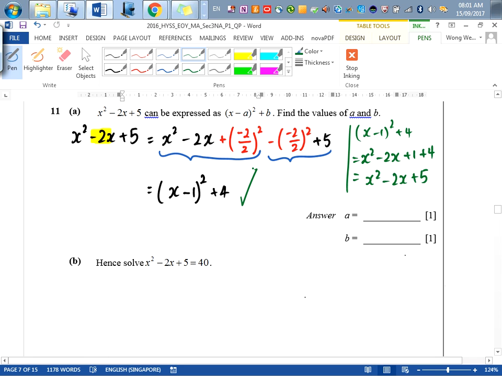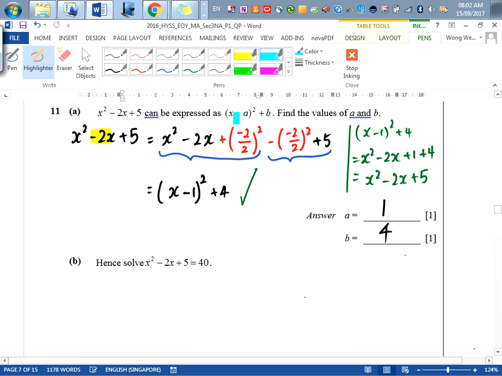Okay? Then, based on this, I am now going to compare with the question. And what is my value of A? A is equal to 1. What about B? 4. Okay? If somebody puts negative 1, then the answer is wrong already. Anybody needs me to explain why it is 1 and not negative 1? Okay. Why do you think it is negative 1 anyway? Is it because of this negative sign?